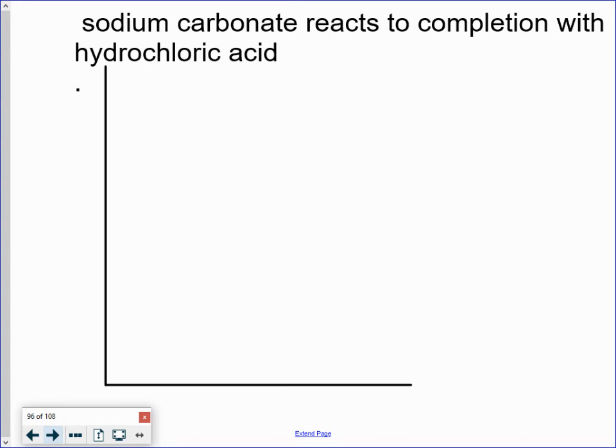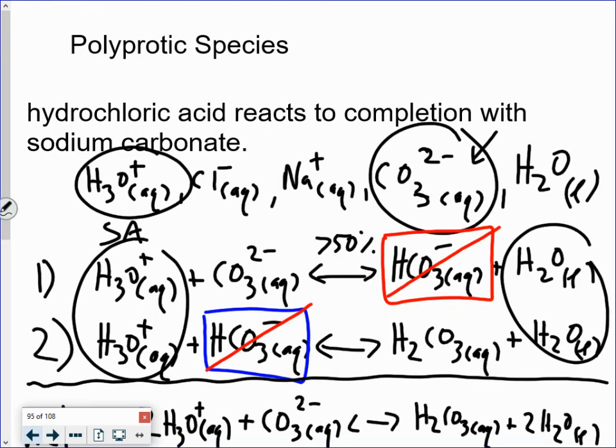So if we have sodium carbonate reacting to completion with hydrochloric acid, this is the shape. You should have got this from Chem 20, but we'll review it. Sodium carbonate is a weak base. The only strong base is anything with hydroxide. So we start with sodium carbonate, and we've got hydrochloric acid. And we have a buffer zone and then a change. That represents this reaction, reaction number 1.